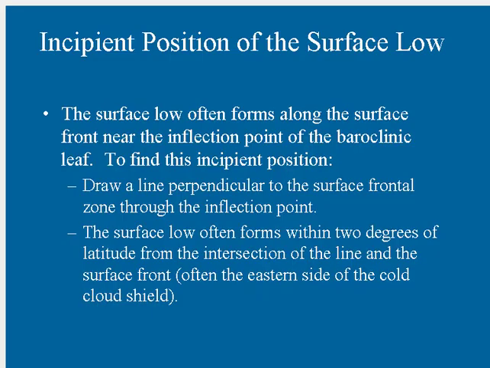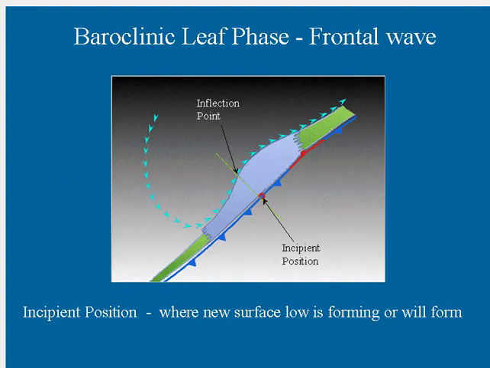Many researchers feel that we can use the developing Baroclinic Leaf to identify the incipient position of the surface low. There's a little scheme to develop that, which involves drawing a line perpendicular to the surface frontal zone through the inflection point of the crescent. I'll show that diagrammatically in a minute. This rule represents a consensus amongst about 6 out of 7 research scientists that we talked with on this point.